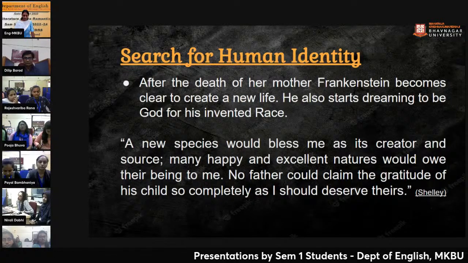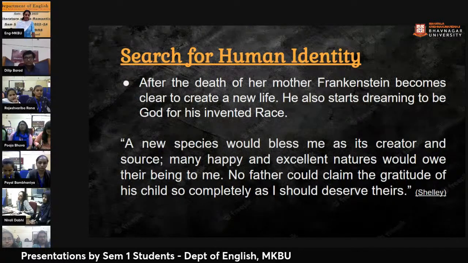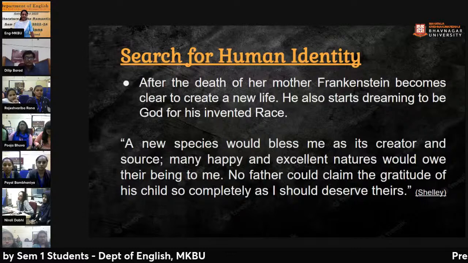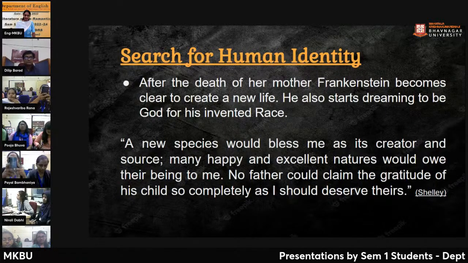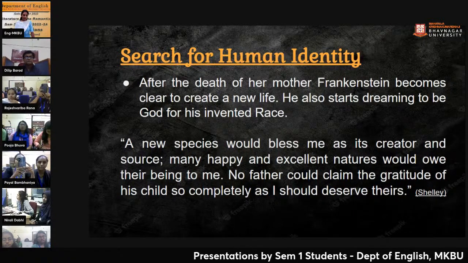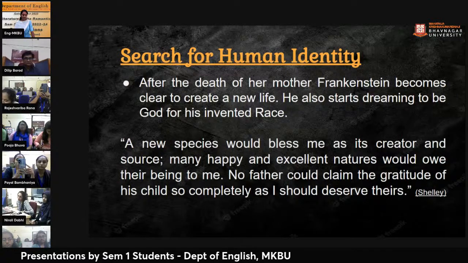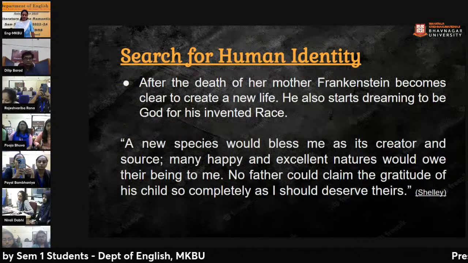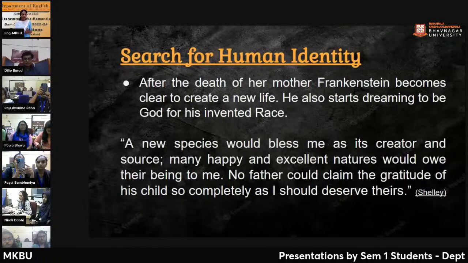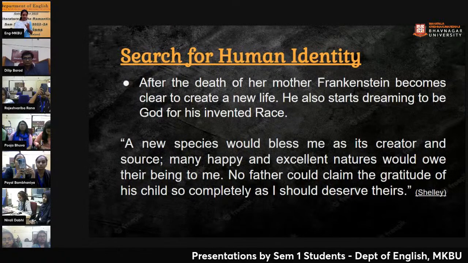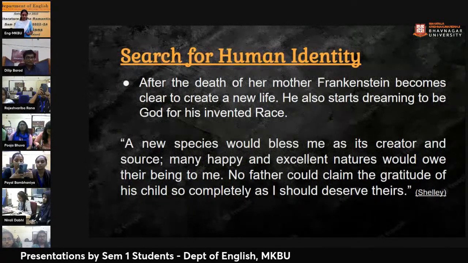And Shelley, in the novel, is quoted: a new species would bless me as its creator and source. Many happy and excellent natures would owe their being to me. No father could claim the gratitude of his child so completely as I should deserve theirs. So he is dreaming that one day he will be a creator of man, a creator of a person. So he's just dreaming and starts to work on his experiment.